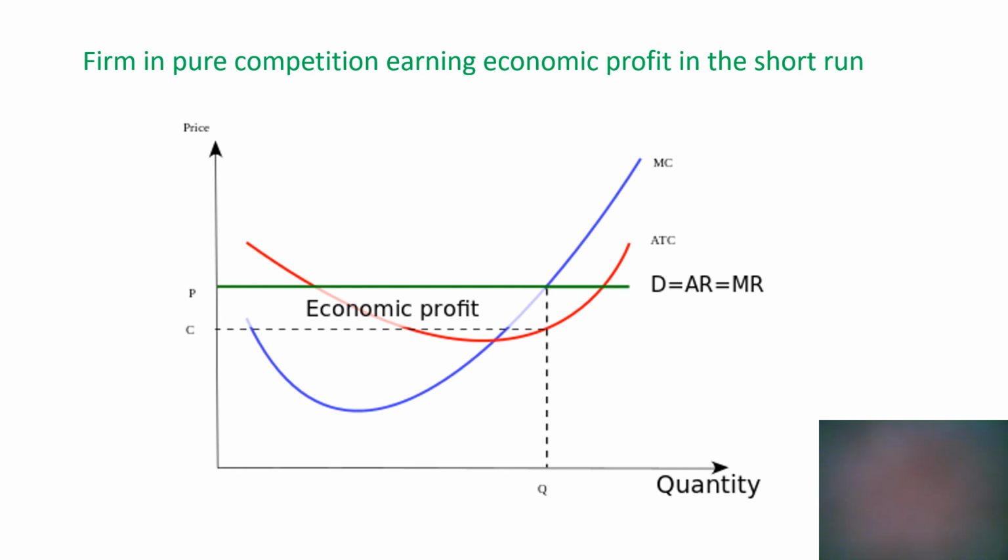In this diagram, we show the firm in pure competition earning economic profit. We refer to this as the short run because of those characteristics of pure competition. We know that a firm earning economic profit in the short run is not going to continue to earn economic profit because of those low barriers to entry, because there's lots of substitutes for their product, because it's homogeneous. Other firms will enter the marketplace.